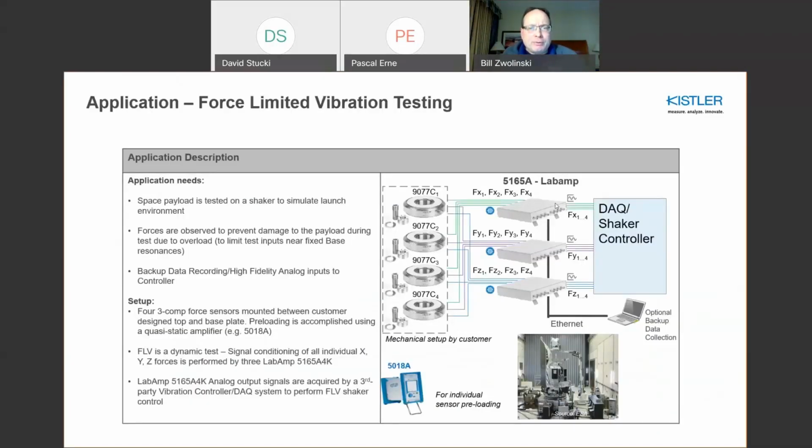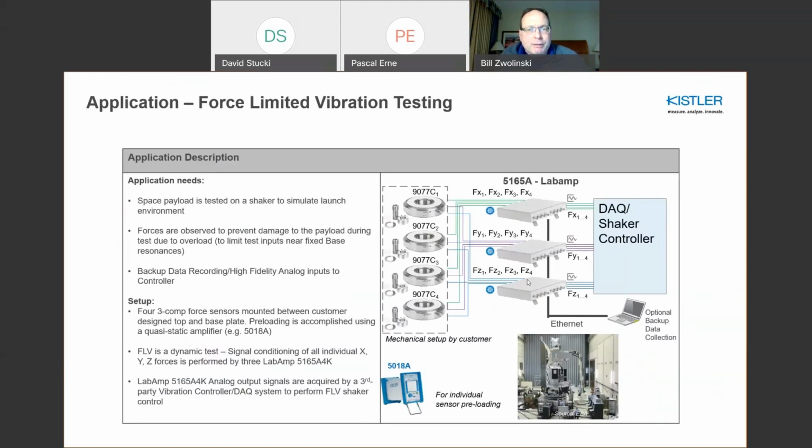This is just one example of a test. I mentioned the LabAmp platform earlier, and the LabAmp is actually quite powerful in that it's a dynamic charge amp being used for force limiting. It wouldn't be used for a preload, at least the 5165 wouldn't be used as a preload. It would be a separate amplifier for preload.